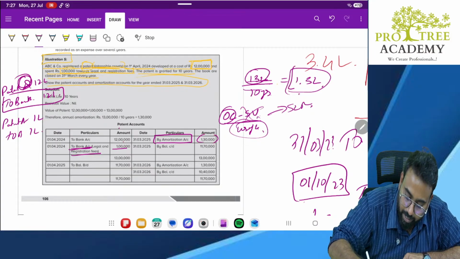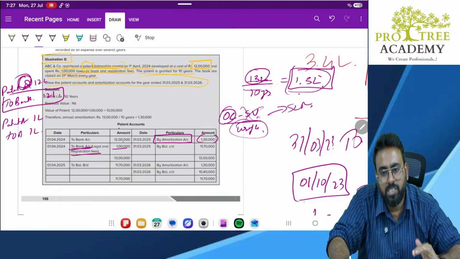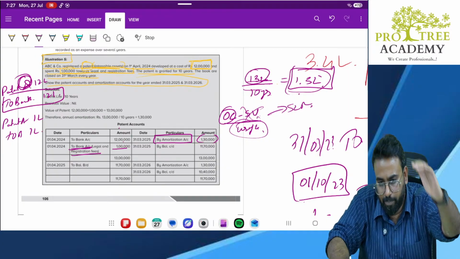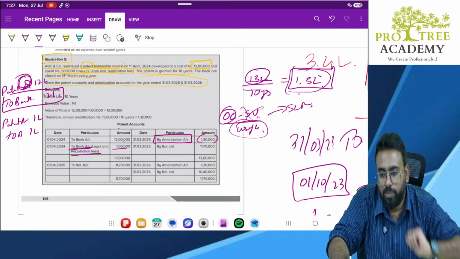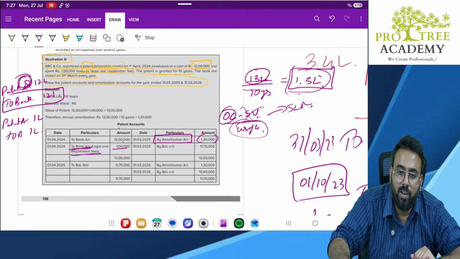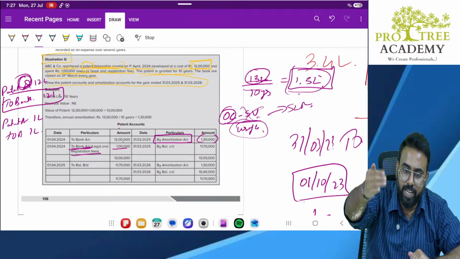1,30,000. We calculated here, correct or no? What is the entry? Again, same, sir. Amortization is an expense. When expense goes up, it will be debited. So, amortization account debit to patent account. Sir, why to patent account? Because we are using the patent, no? When we use the patent, value will also come.